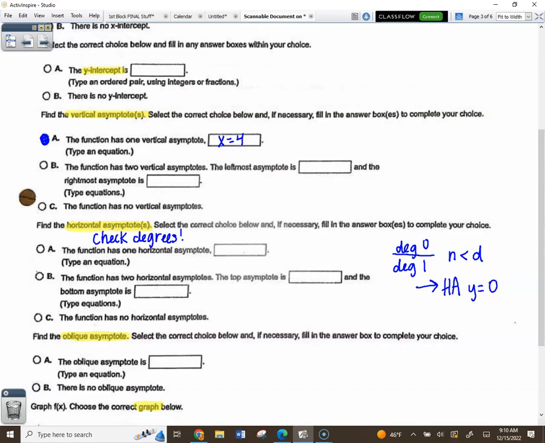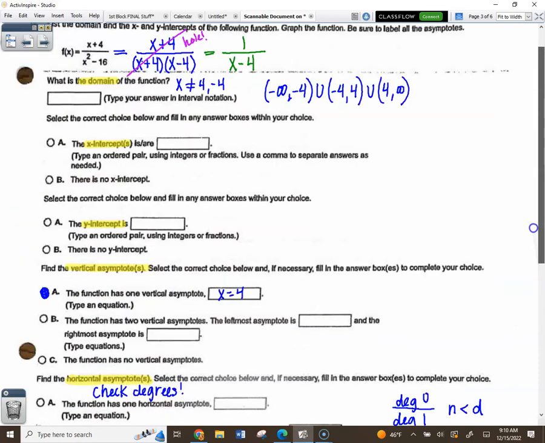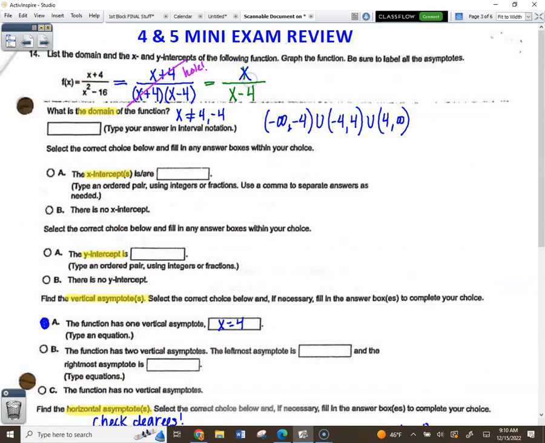Second scenario was when the degrees are equal, right? When the degrees are equal, your horizontal asymptote is those coefficients. It's the equation y equals, and then it's whatever the coefficients are. So let's say this had been an x. What if? The degrees would be equal. So my horizontal asymptote would be the coefficients. So it would be y equals 1. You see that?